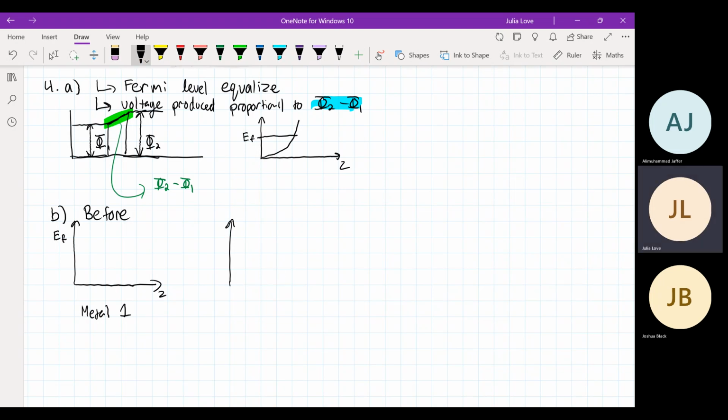Not very good at drawing straight lines, apparently. Gosh, that's even worse.